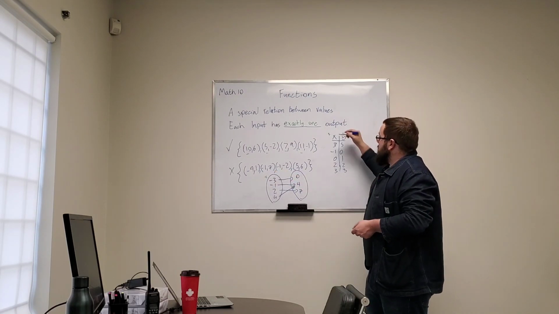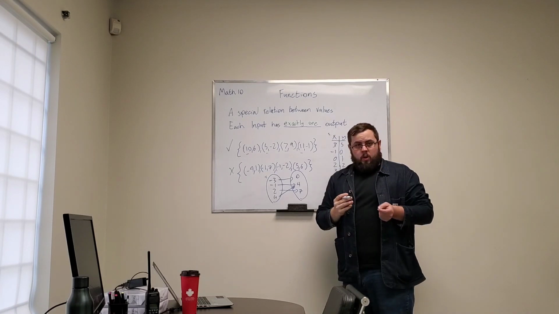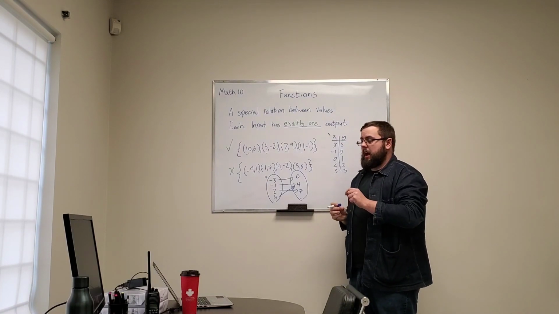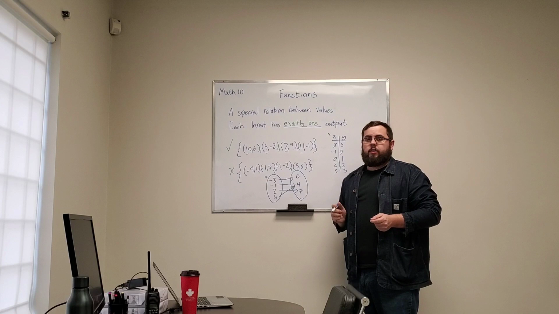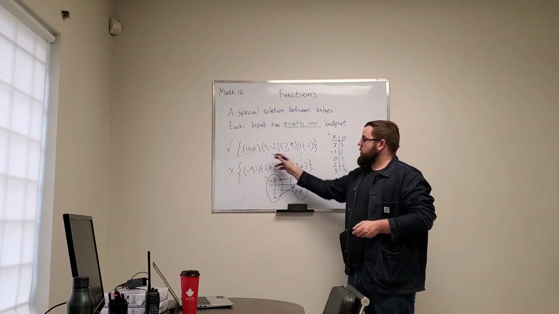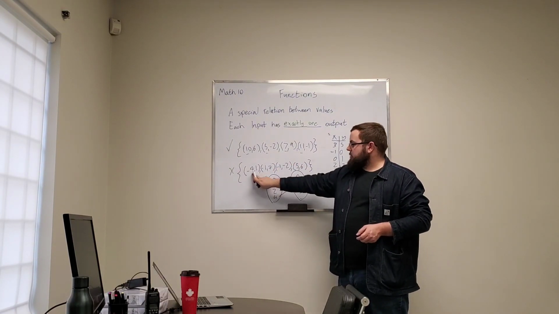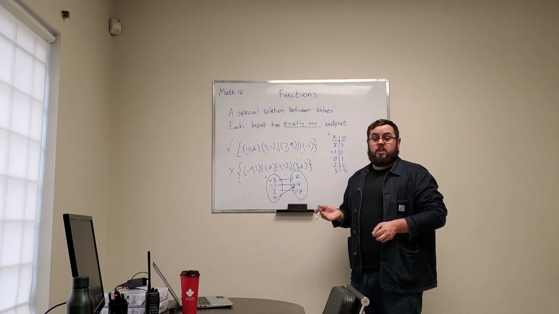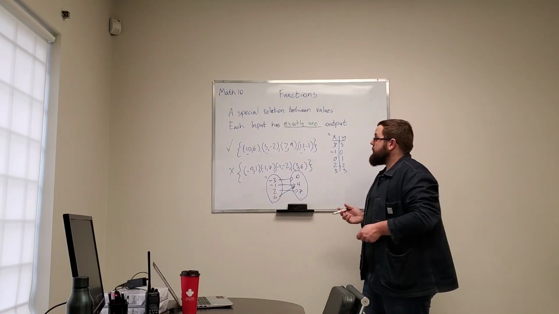All right, so there are a whole bunch more examples in the notes there. You can just do a quick test on those, right? Just look at your ordered pairs and see if that x value pops up twice. If it does, then it's not going to be a function.